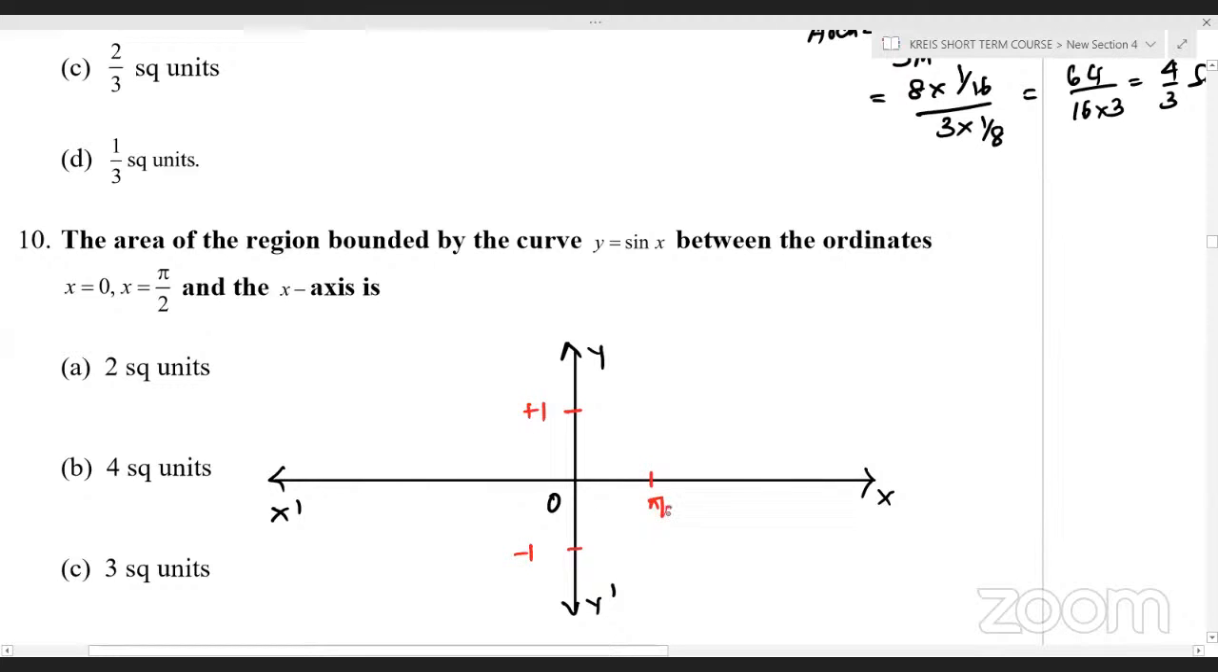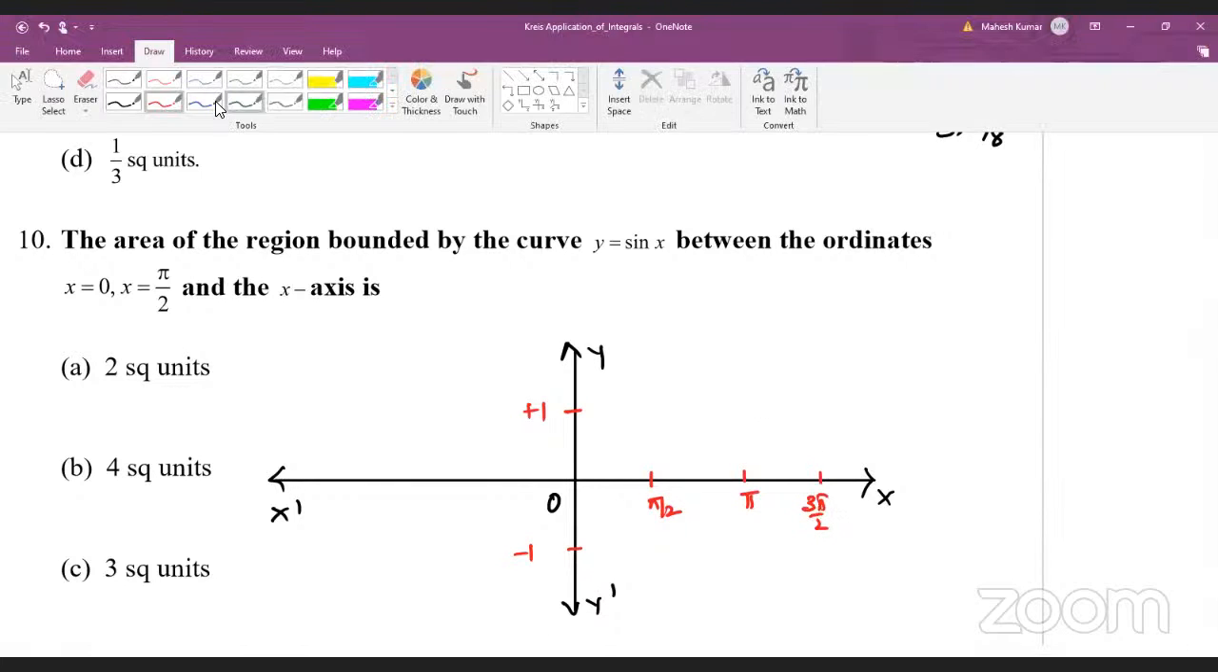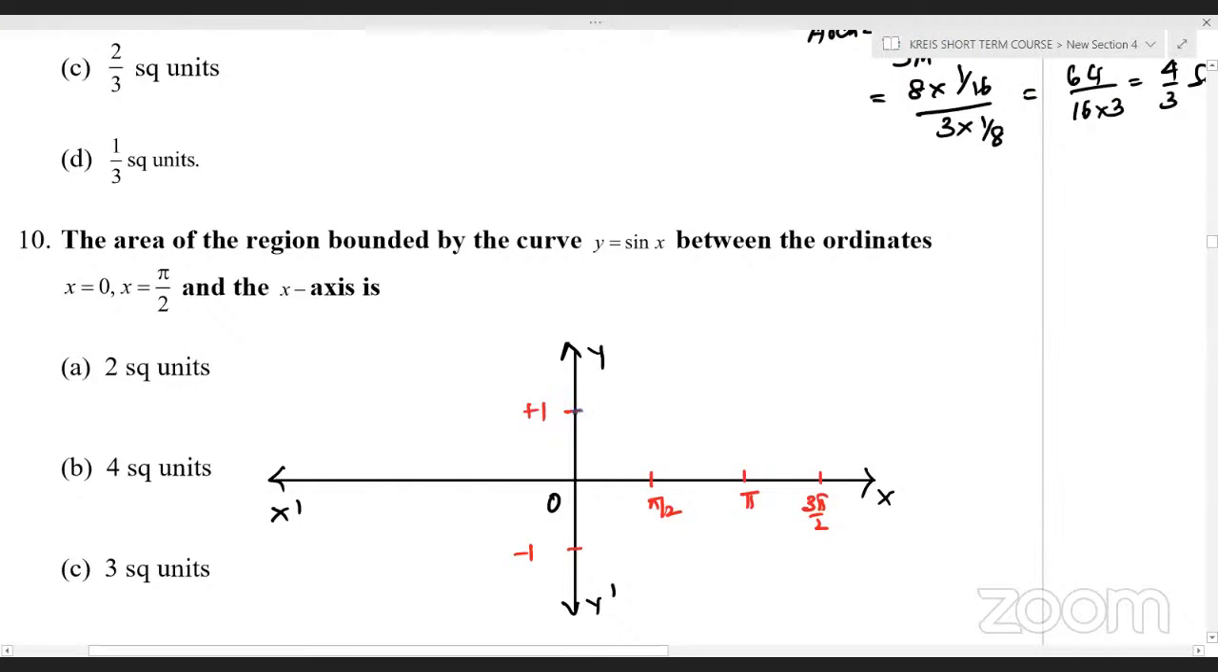So it is pi by 2 and pi, and 3 pi by 2, it goes like this. Now the sine function, when x is equal to 0, sine 0 is 0. When x is equal to pi by 2, it is 1. When x is equal to pi, it becomes 0. When it is 3 pi by 2, it is -1. It goes like this.